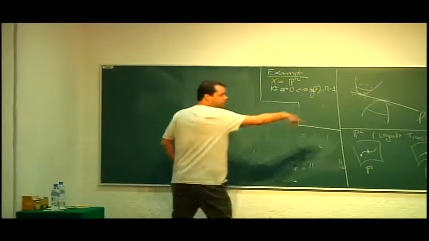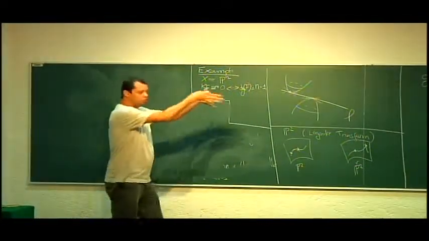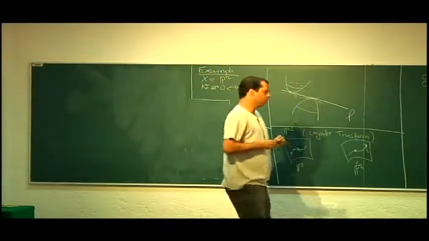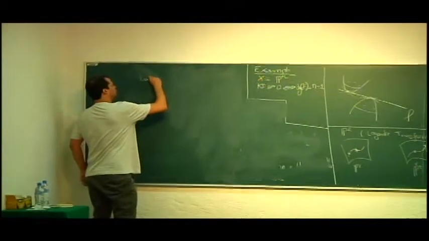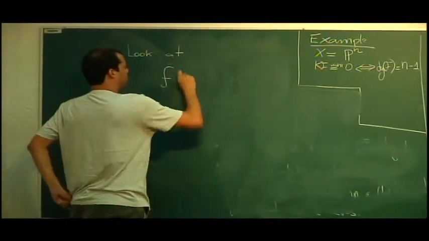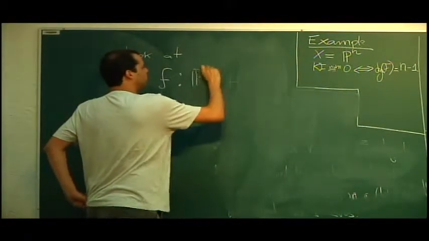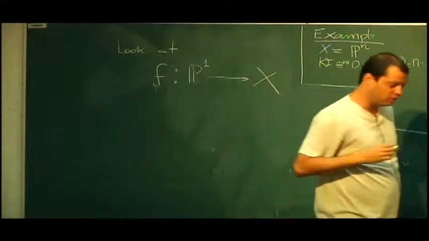So instead of doing this construction, which is very particular to projective spaces, to lines, let's instead just look at morphisms from P1 to X. I'm already going to an arbitrary variety.